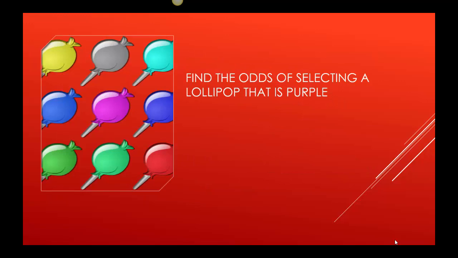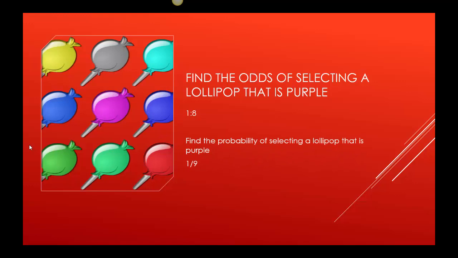All right. So let's find the odds of selecting a lollipop that is purple. So here, when you're looking at this, I can see there are 1, 2, 3, 4, 5, 6, 7, 8, 9 lollipops. All right. This one in the center is purple. So I have 1 purple one, and I have 8 that are not. So 1 to 8 would be the odds of getting a purple.